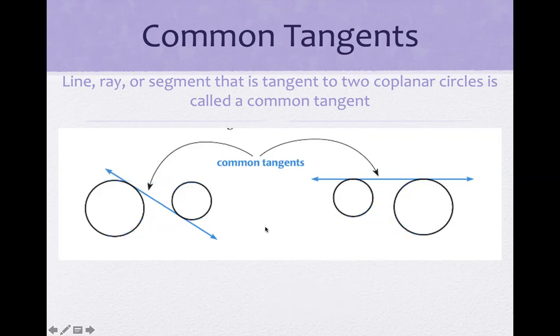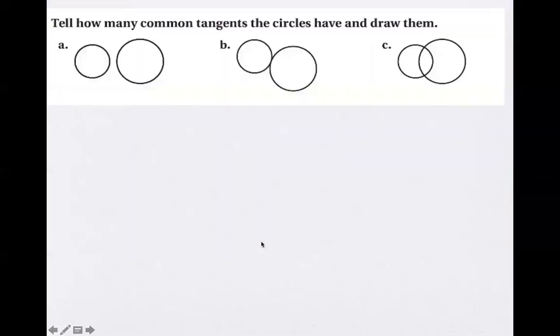Okay, so on the next slide, you're going to practice common tangents. Tell how many common tangents the circles have and draw them. Go ahead and pause it and try drawing your common tangents on these. For example A, the circles aren't touching. So if they're not touching, you should expect 4 common tangents. That was like our last 2 examples on the previous slide.